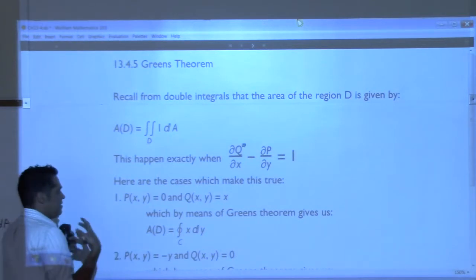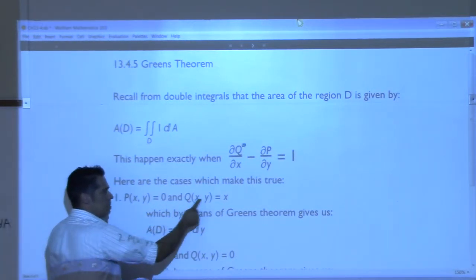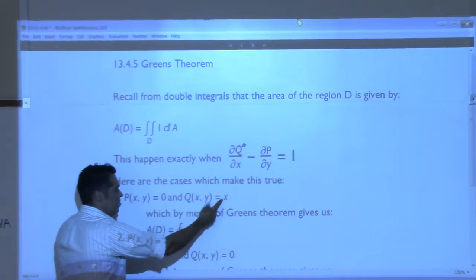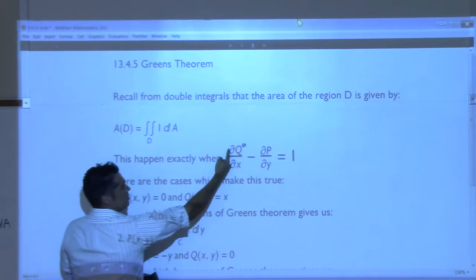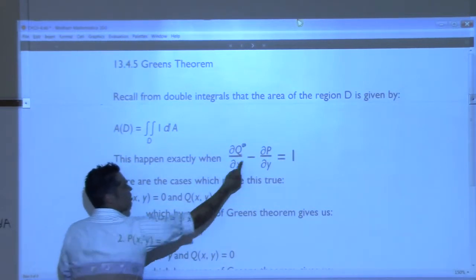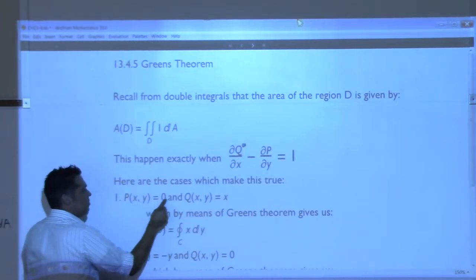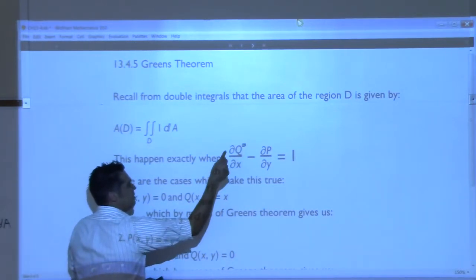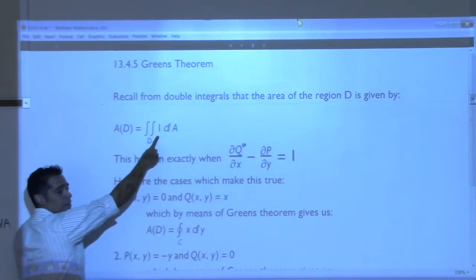So let's say I define p to be 0 and q to be x. Then what is the partial of q with respect to x? 1. And then what's the partial of p with respect to y? 0. And so if p is 0 and q is x, then Green's theorem would give us a 1 there, and then we would basically have that, wouldn't we?